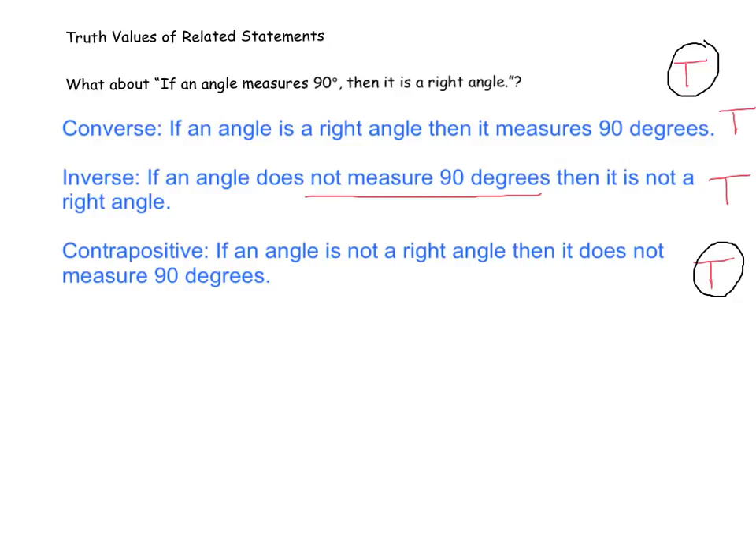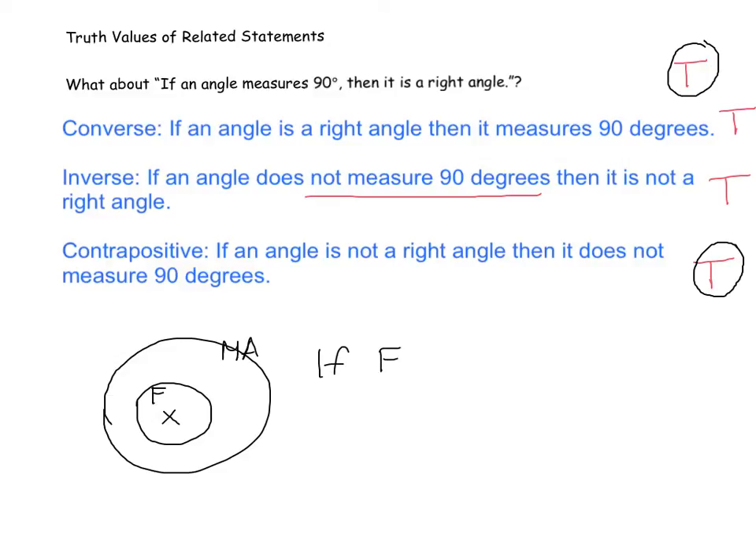I'm going to use a Venn diagram to demonstrate this situation. In my Venn diagram, I have Framingham inside Massachusetts. So here's Framingham and here's Massachusetts. In this statement, I'm going to say, if I am in Framingham, then I am in Massachusetts. Well, the contrapositive would say, if I am not in Massachusetts, then I am not in Framingham.